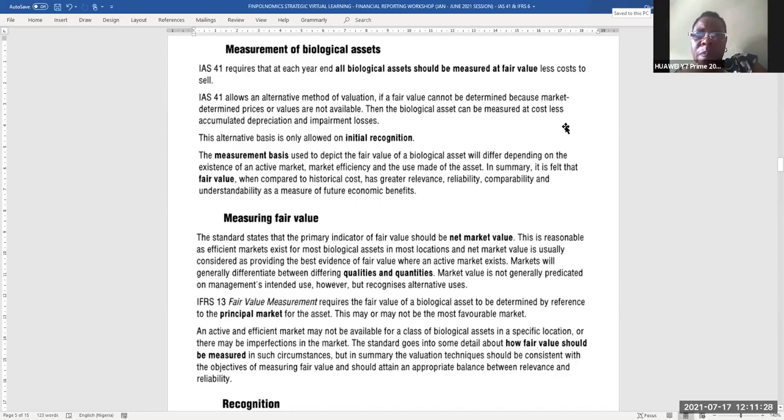The measurement basis used to depict the fair value of a biological asset will differ depending on the existence of an active market, efficiency, and the use made of the asset. In summary, it is felt that fair value, when compared to historical cost, has greater relevance, reliability, comparability, and understandability as a measure of future economic benefits.